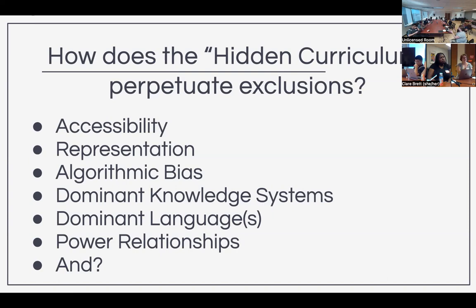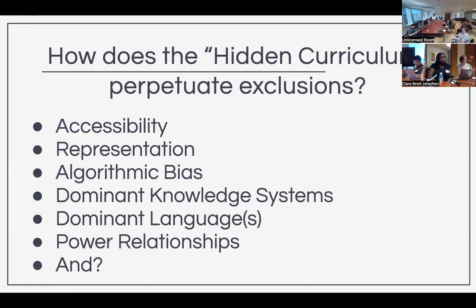But we took that data set and we said, well, now we'll make it neutral. We'll take it and we'll make it objective. So these people will actually reoffend more. And it just reflects the already biased data. So algorithmic bias is a really interesting example of how the hidden curriculum perpetuates exclusions.